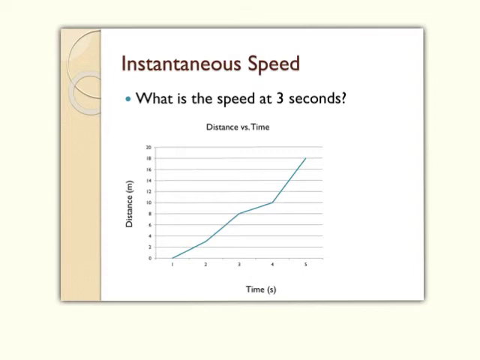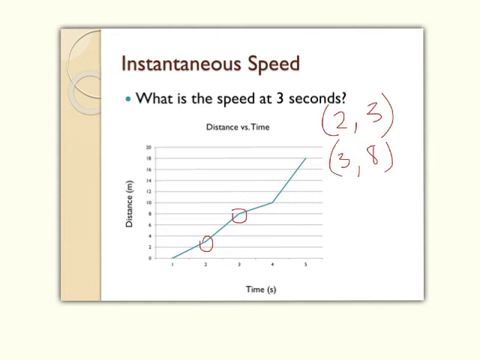Alright, so let's find our speed at 3 seconds. So in order to do that, we need to know what this point is and what this point is. Those are pretty easy to read off the graph. So our first point is going to be the 2 seconds and the 3 meters. And then our second point is going to be the 3 seconds, because that's our x value, and 8 meters.